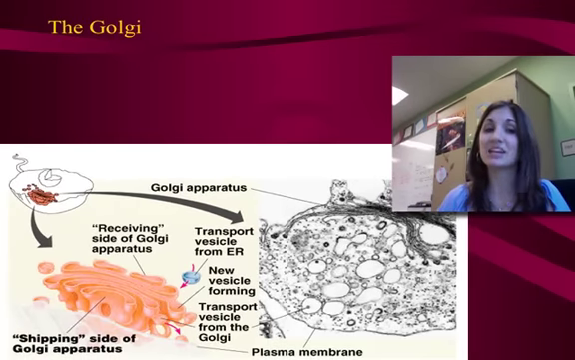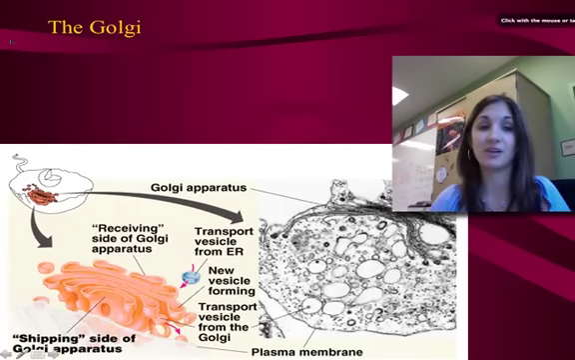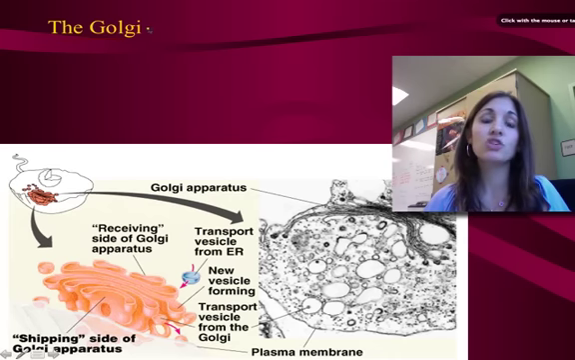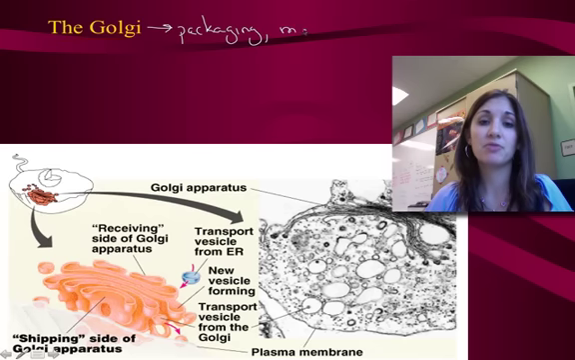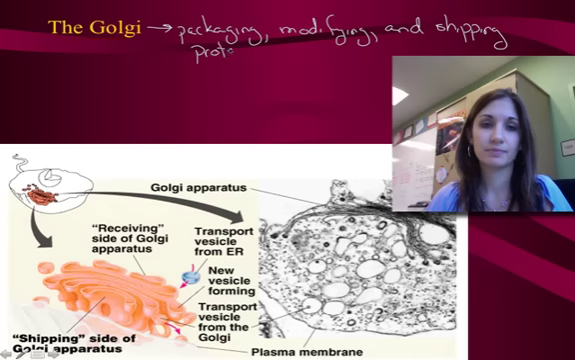All right, next stop, the Golgi. The Golgi is really like the UPS of our cell. So the Golgi is primarily responsible for packaging, modifying, and shipping proteins. Okay. It's the UPS. It's going to take them to where they need to go.